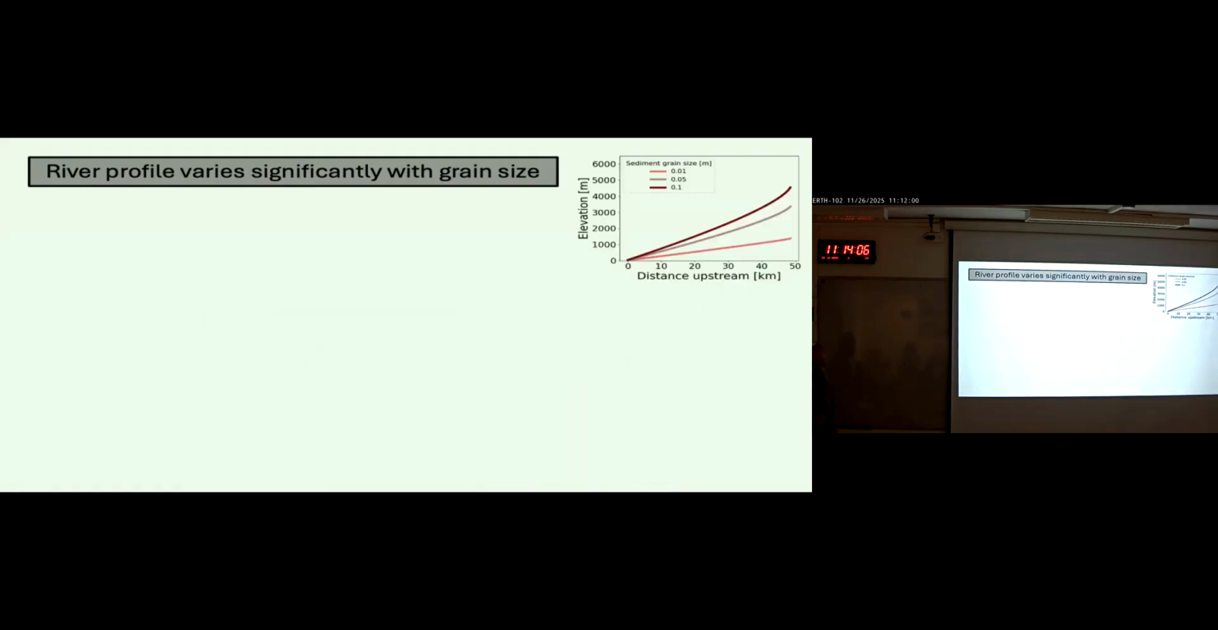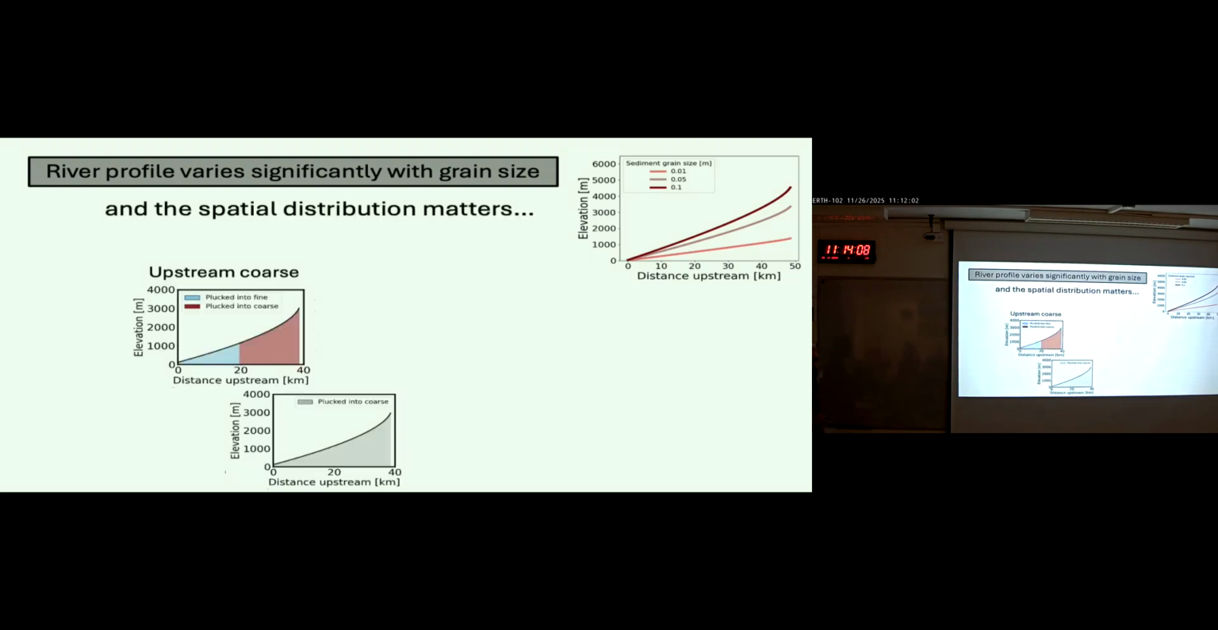But it's not only the size, the spatial distribution of grain size also matters. These are two experiments under steady state, where in this case, the upper part of the stream produces coarser sediment relative to the downstream part. And you can see that this river profile is very similar to the case where the entire domain is coarser. This is because the upstream delivery of coarse material controls the entire profile shape.